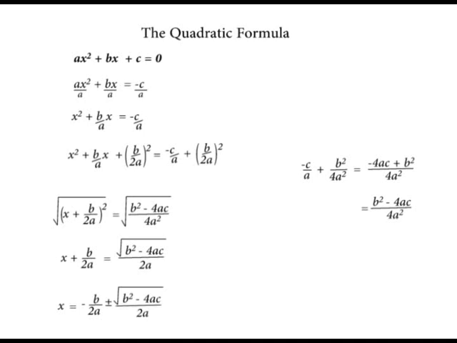We have a common denominator 2a, and so we shall have x is equal to minus b plus or minus square root of b squared minus 4ac over 2a. This is the quadratic formula and can be used to solve the quadratic equations for the value of x.